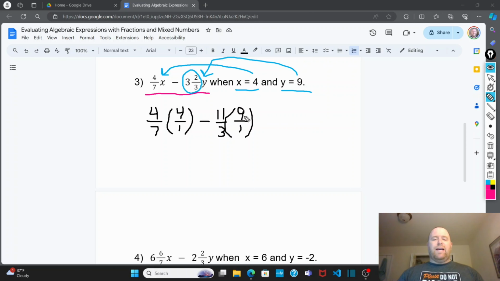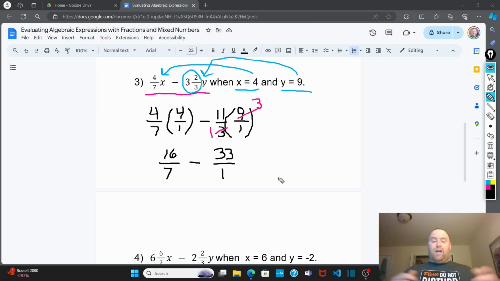So 3 goes into 9 3 times. So I'm going to cross this out and write 1. Cross this right out and write 3. It makes our problem a little bit easier. So now let's go ahead and finish this up. So we do 4 times 4 is 16. 7 times 1 is 7. We're going to subtract 11 times 3, which is 33, over 1 times 1, which is 1.